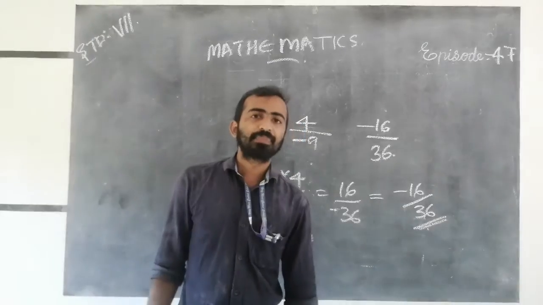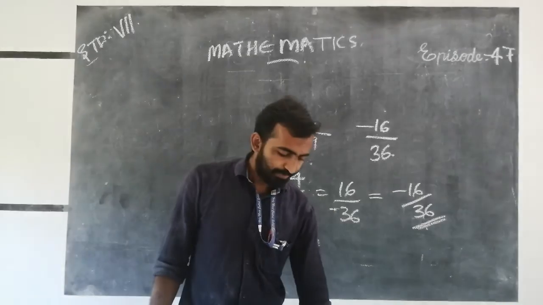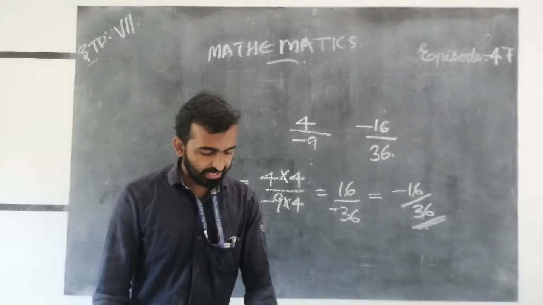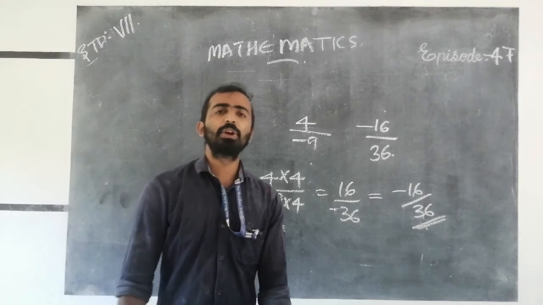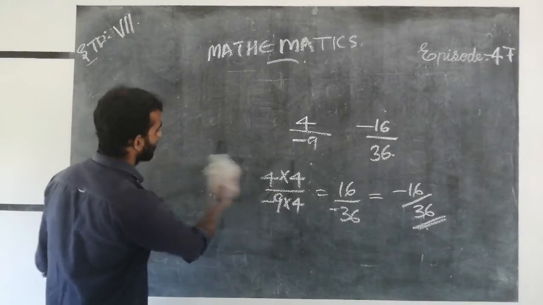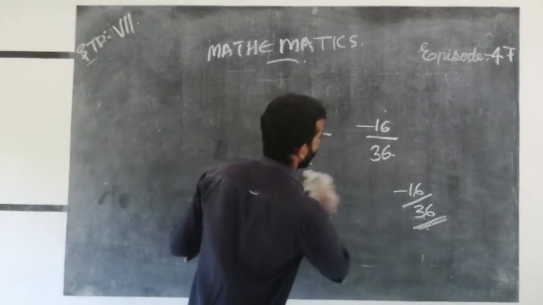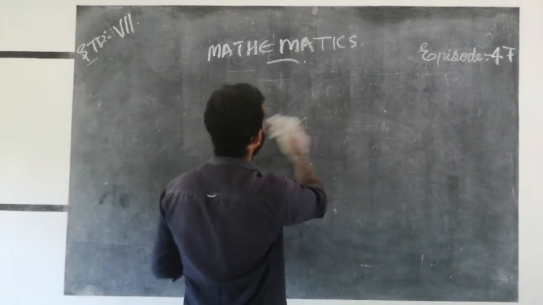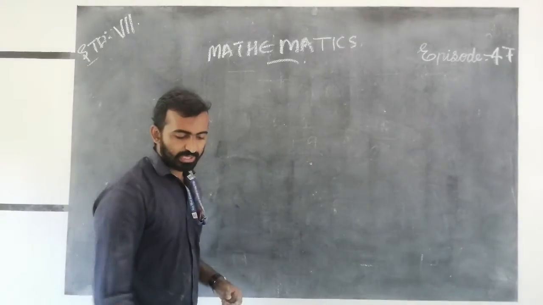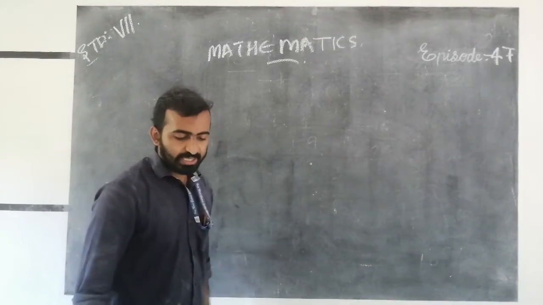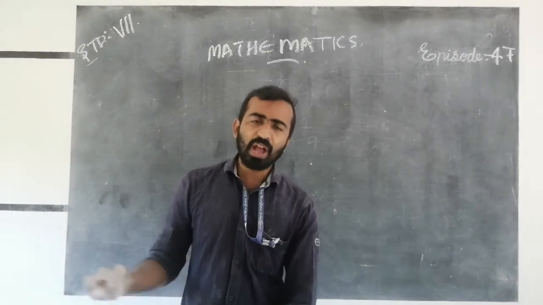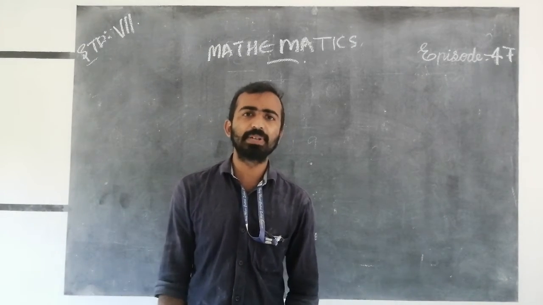And next, we are going to discuss rational numbers between two rational numbers. We want to find two rational numbers, or five rational numbers, or many rational numbers between two rational numbers.